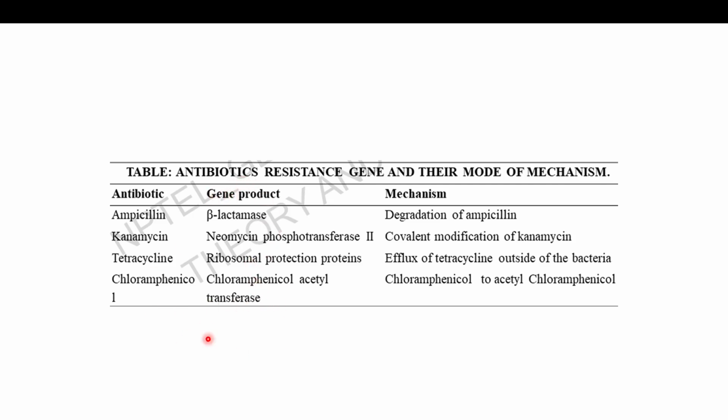Then there's chloramphenicol. The chloramphenicol resistant gene encodes for chloramphenicol acetyl transferase, which eventually modifies the chloramphenicol to acetyl chloramphenicol and isn't able to really show its antibiotic mechanism. It can't have its action on the resistant cells.